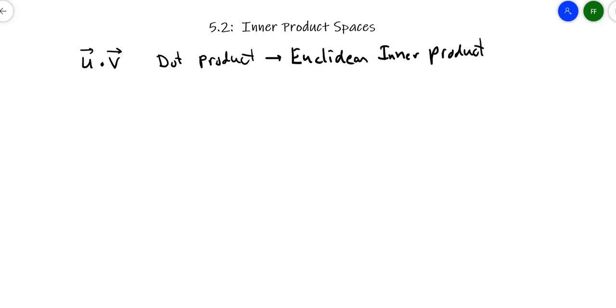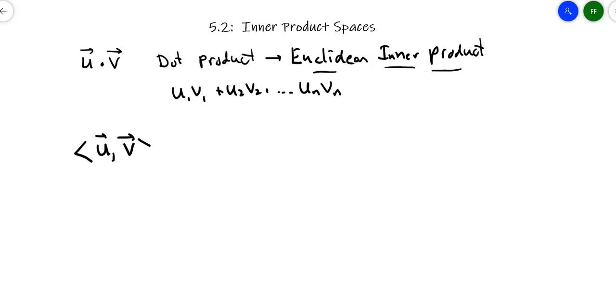And it follows those rules that if I want u dot v, I would take u1 v1 plus u2 v2 until I get to u sub n v sub n. So that is an inner product. Specifically, it's the Euclidean inner product. Well, the general form of an inner product for some vector space is written like this, angle brackets around u, v. We define that as the general inner product. And an inner product can look very different even though they follow the same set of rules.